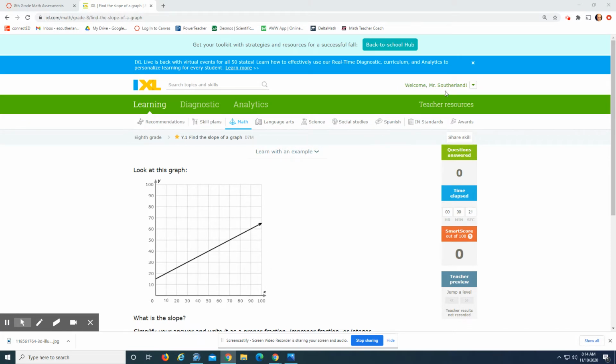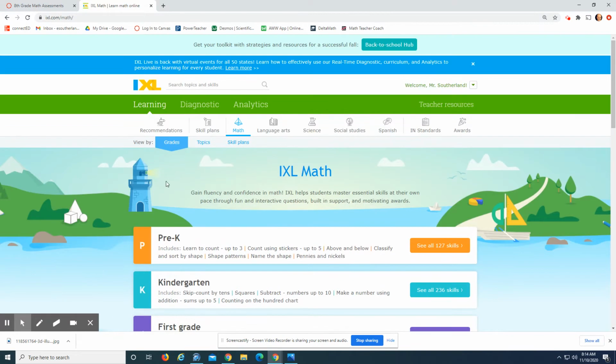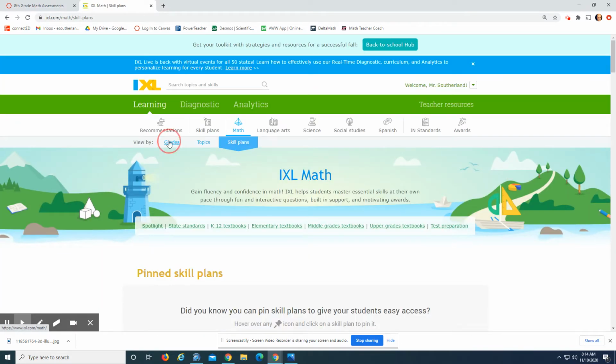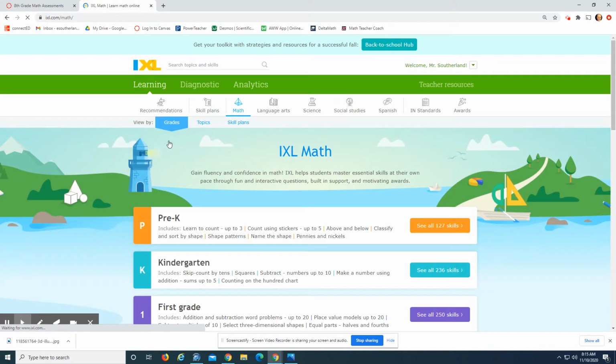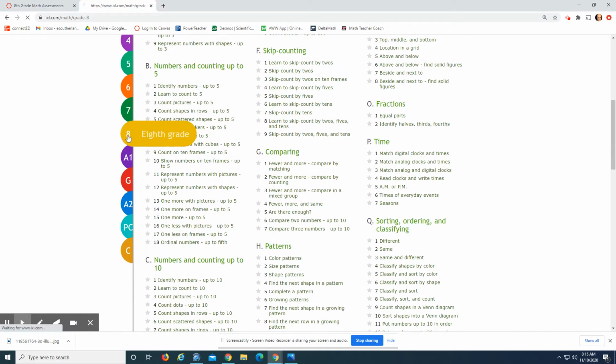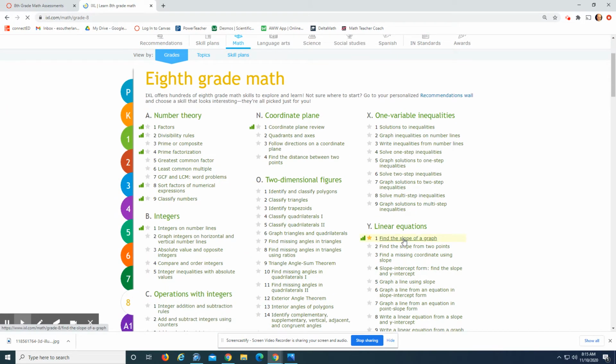Make sure that you're signed in and your name's up here in the corner. If you're not sure how to find it, let's go to learning. If yours looks like this, great. If not, maybe it looks like this and you're over here. So what you'll do is click on 8th grade and go over to Y1, which is right here, and click on that.